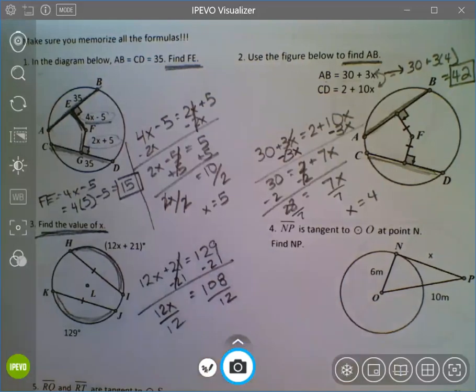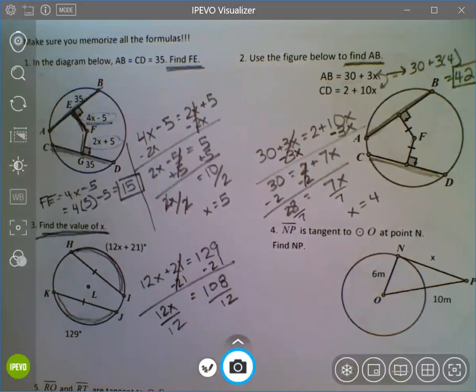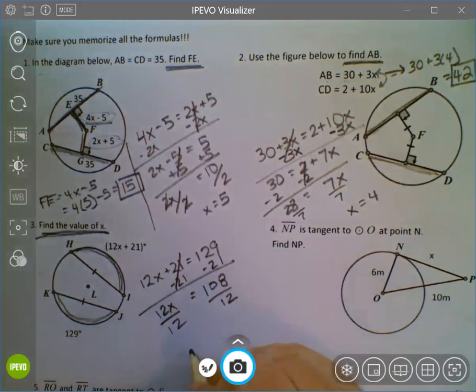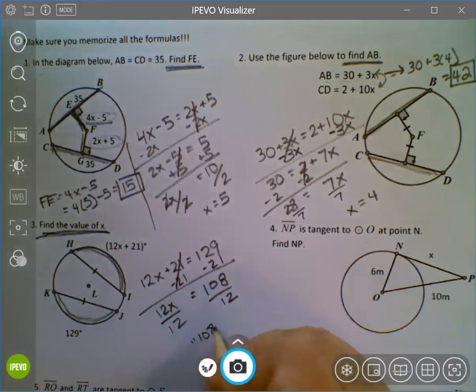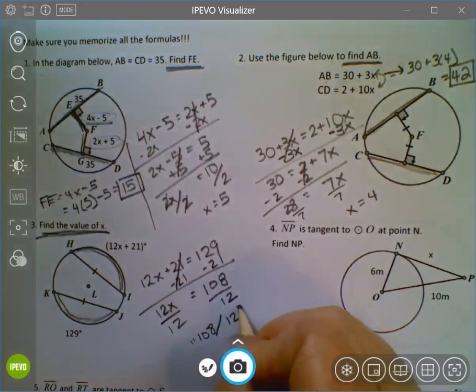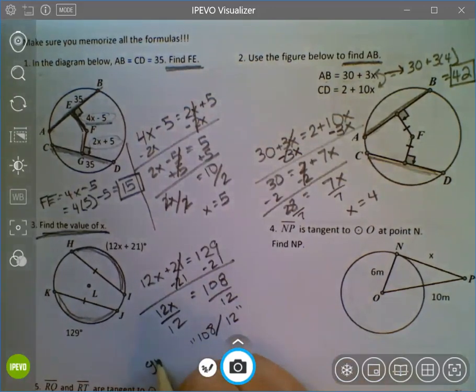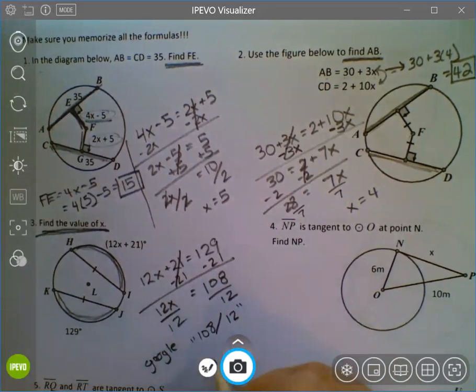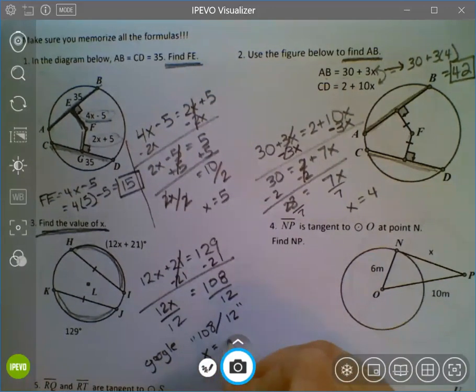That is not one I personally can do in my head, so I have to use a calculator. I know a lot of you probably don't have a calculator at home. Your phone should have a built-in calculator. Also, if you have access to Google, literally just type in 108 slash 12 into Google, and it will calculate it for you. So in any case, this comes out to 9.